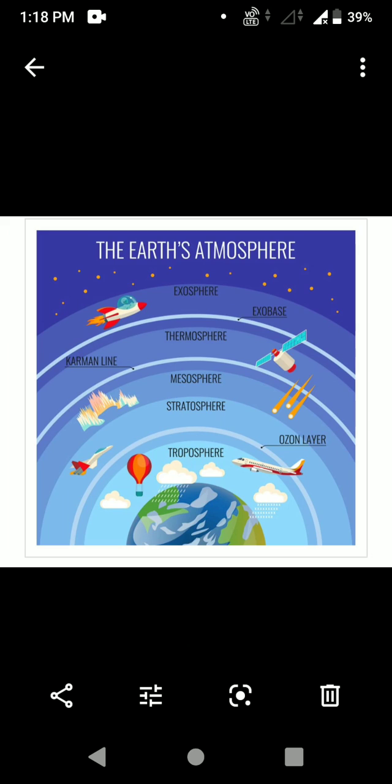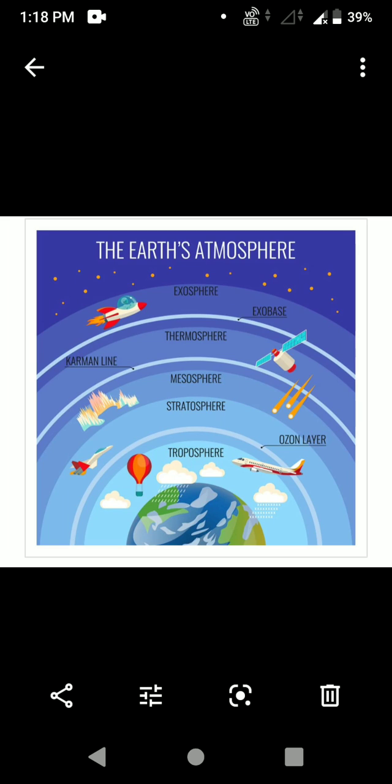Next layer is which one? That is the stratosphere. Very good. Okay. Second one is the stratosphere. What do you know about this stratosphere? Stratosphere is also called ozonosphere. Okay. What is the another name for stratosphere, students? It is called ozonosphere.